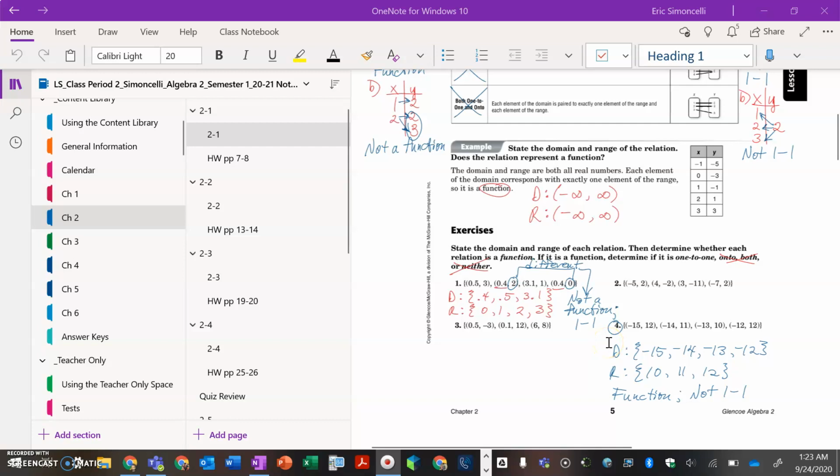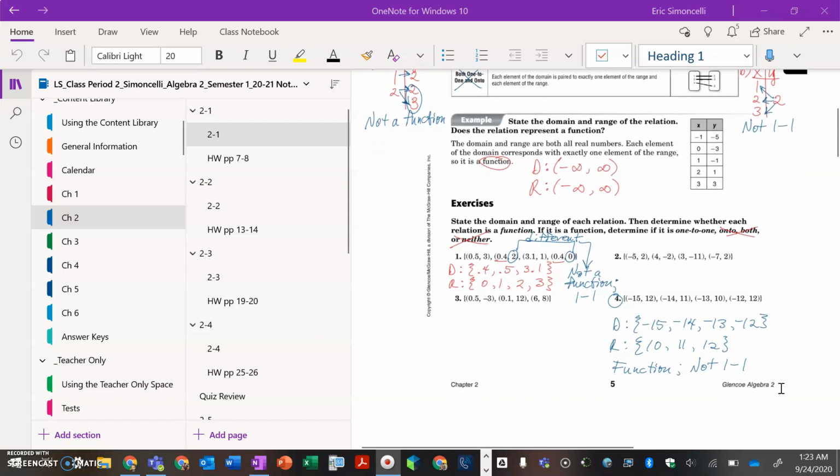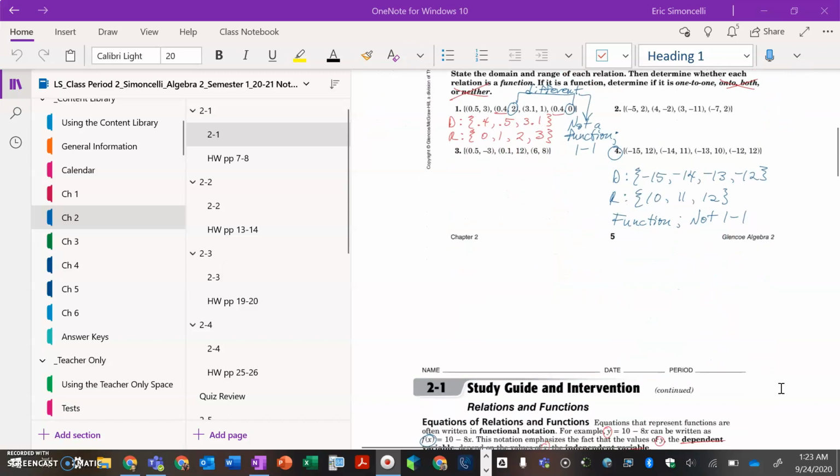Number 4, I encourage you to take a look at on your own. The domain, the range, and whether or not it's a function or one-to-one. Please take a look at that and double check to see if you're on track with how the answers match up with what you should be doing there.